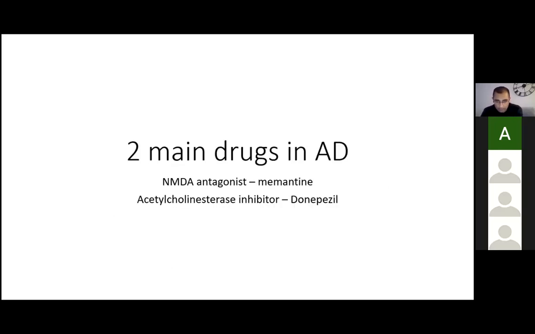And the main treatment of Alzheimer's disease is you can get donepezil, which is an acetylcholinesterase inhibitor, and memantine, which is an NMDA antagonist.